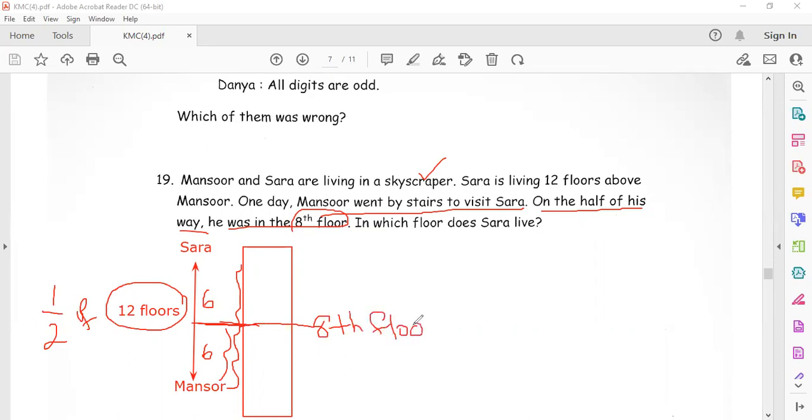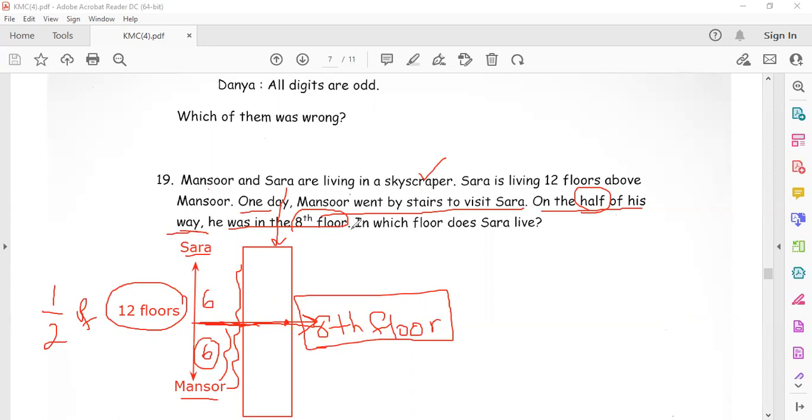Do you understand? Okay, so again, I repeat. Mansoor and Sarah are living in a skyscraper. This is your skyscraper. Sarah is living 12 floors above Mansoor. So this is Sarah, this is Mansoor. There are 12 floors. Sarah is 12 floors higher. One day, Mansoor decided to go up by stairs. On the half of his way, so 12 floors, half is 6 floors. Okay, he was on the 8th floor of the skyscraper. The lift button is 8 here.